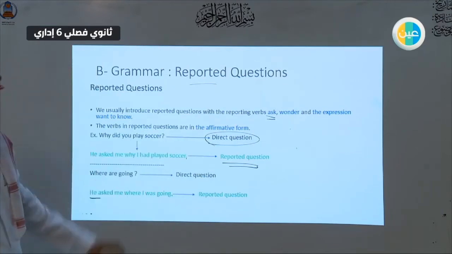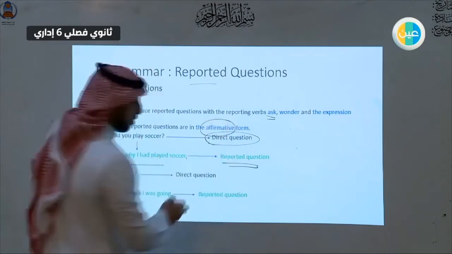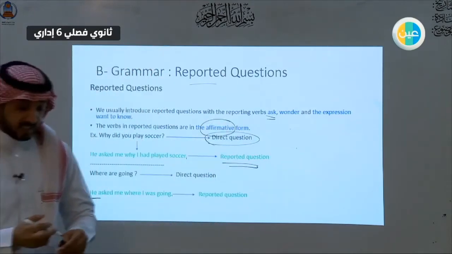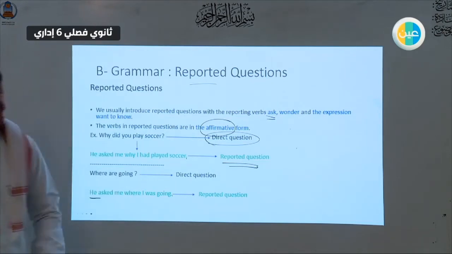طبعا لما يقول لك reported questions usually in the affirmative form. Affirmative form means الجملة بحالة الإثبات وليس بحالة السؤال.